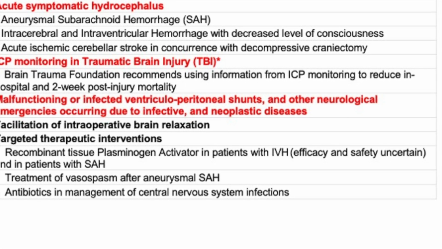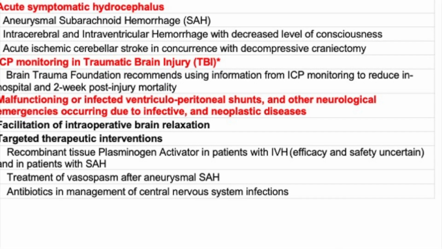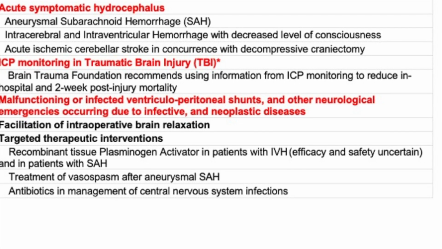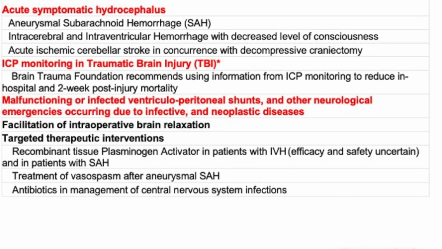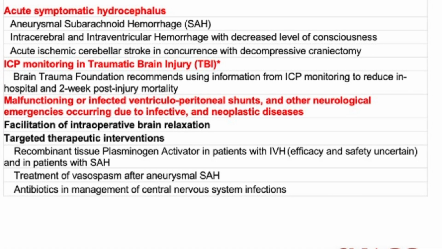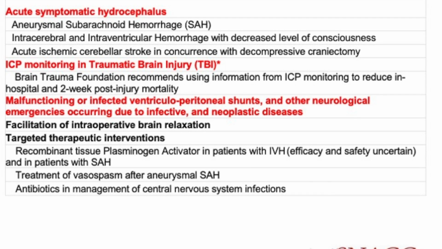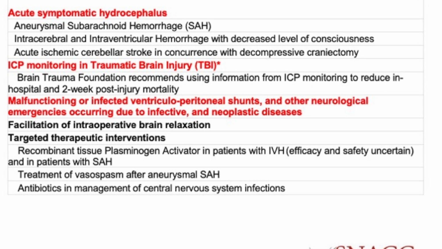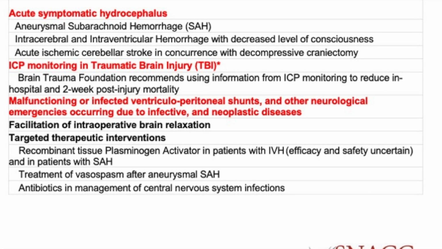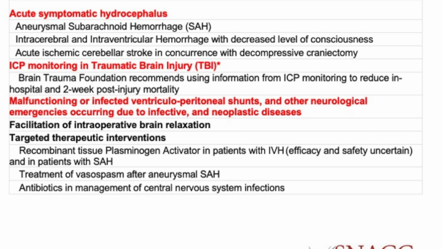The indications for EVD placement in TBI are listed below. EVDs can also be utilized for malfunctioning or infected ventricular peritoneal shunts and other neurological emergencies. It can also facilitate intraoperative brain relaxation and targeted therapeutic interventions, such as tPA and antibiotics via the catheter.